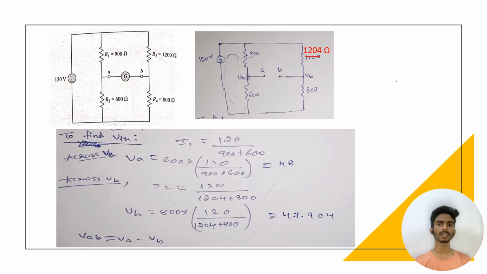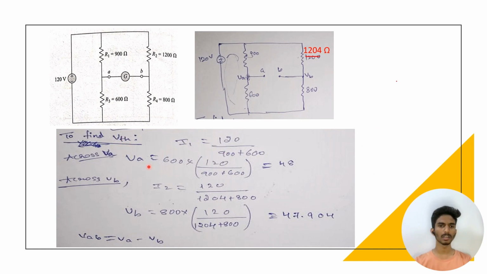Now we need to calculate the current. The resistance of the galvanometer is 30 ohm. We need to calculate the current across this galvanometer. Now we are applying Thevenin's theorem to this problem to find the VTH.